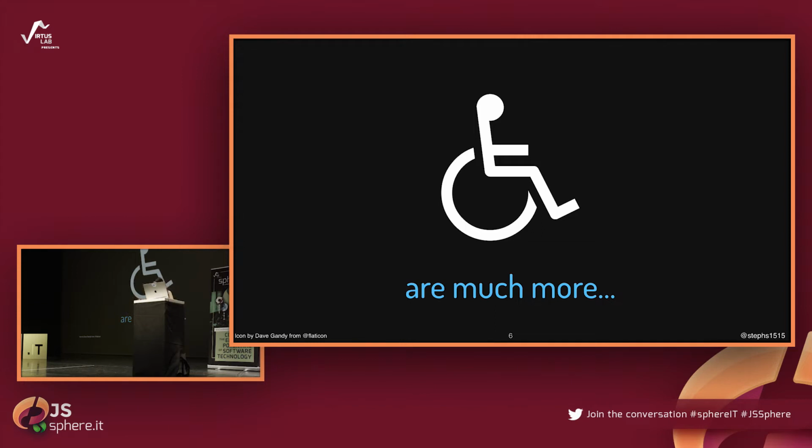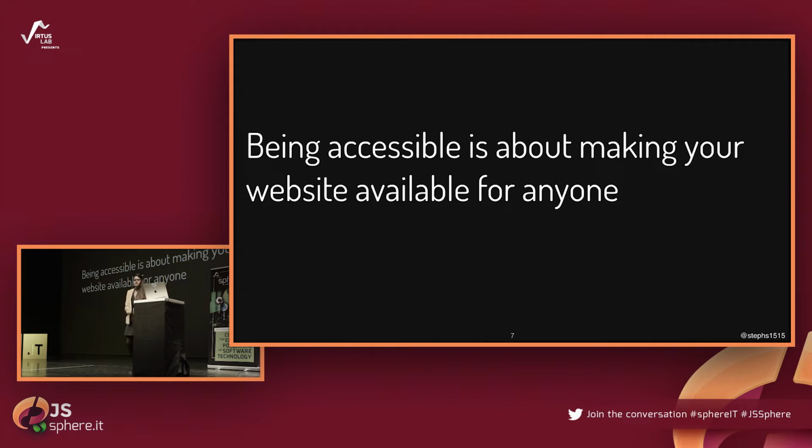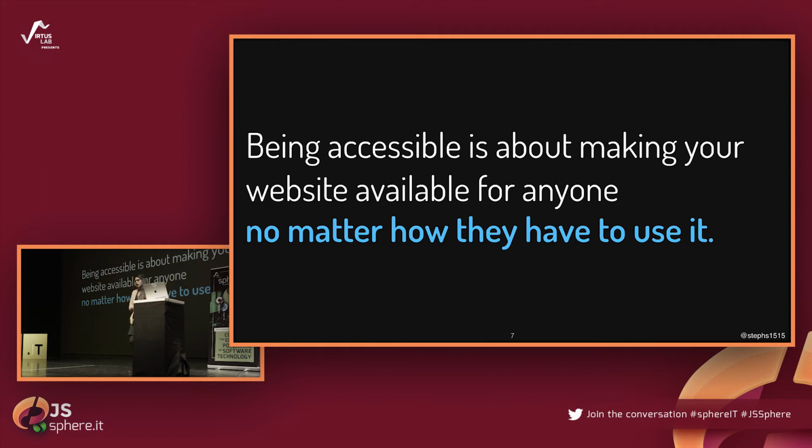And I really like more the concept that Kat Holmes said in her book, the Accessibility Handbook. I'm paraphrasing here: being accessible is about making your website available for anyone, no matter how they have to use it. And the great thing about this concept is that it's not putting in our minds the idea of having to do things for a minority, or just for a certain amount of people. Because what we do and what we put out there is for everyone. It's not just for some people.